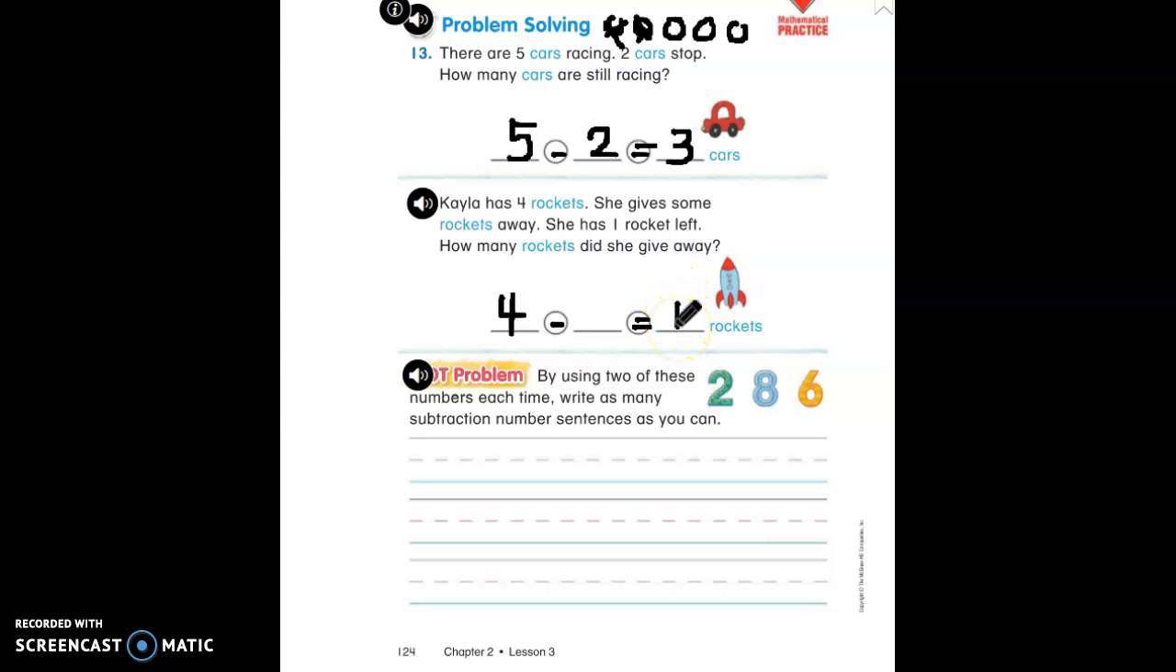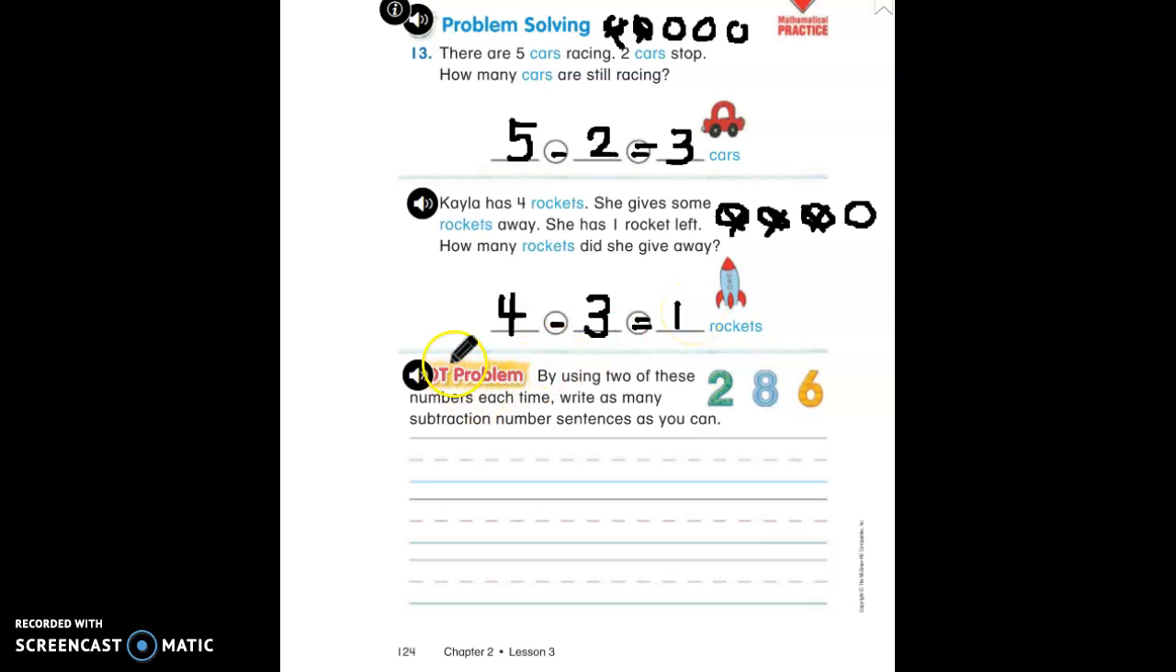So, a couple of different ways we can do this. Let's go ahead and draw a story up here. I'm going to put our circles again to be the 4 rockets that she has. 1, 2, 3, 4. Now, when I finish this problem, I want it to look like there's only 1 left. So I'm going to X off the number where I have only 1 left. And it looks like I have to put X's on 3 items to get to the answer of 1. So our answer is she gave away 3 rockets to get 1 left.